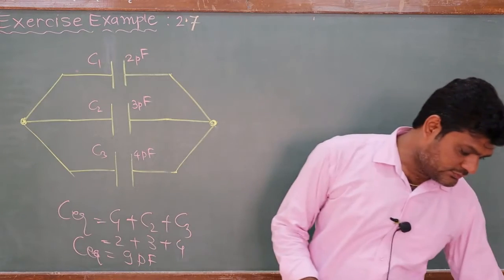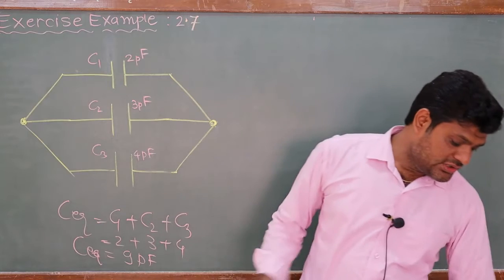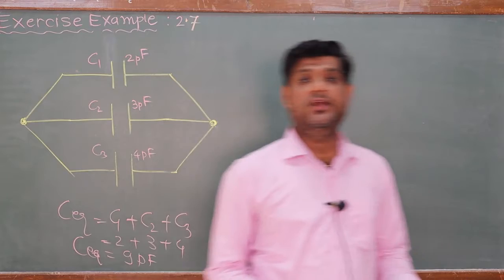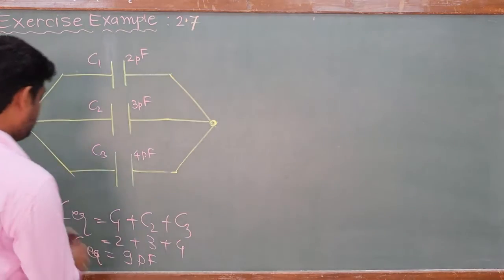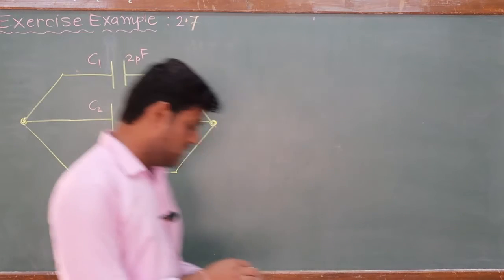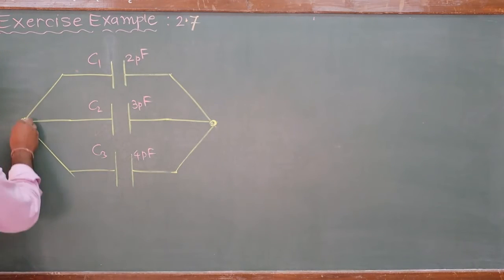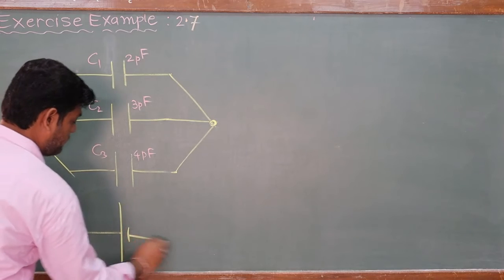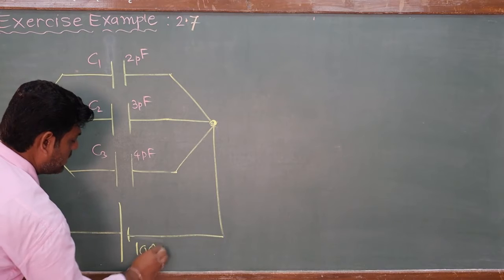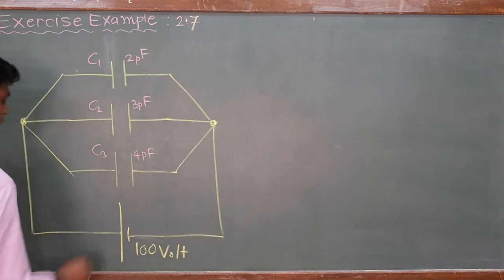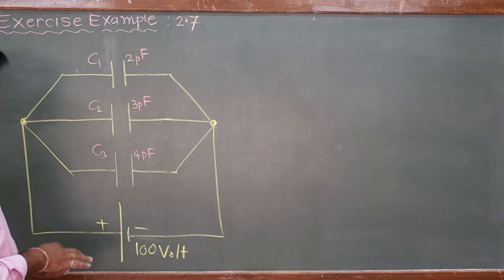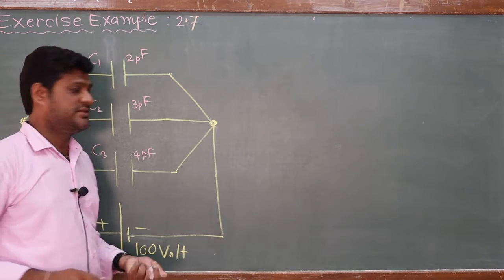The next question, determine charge on each capacitor if the combination is connected to the 100 volt supply. Now suppose this combination is connected to the 100 volt supply. Battery is connected here, 100 volt, right? V equal to 100 volt, it is plus, it is minus. The question is find charge on each capacitor.